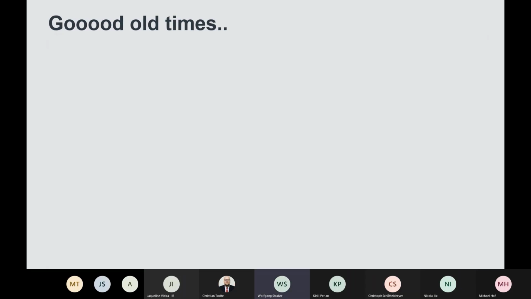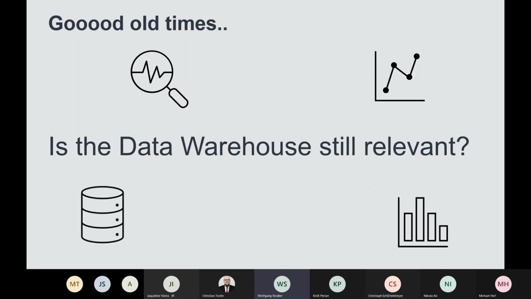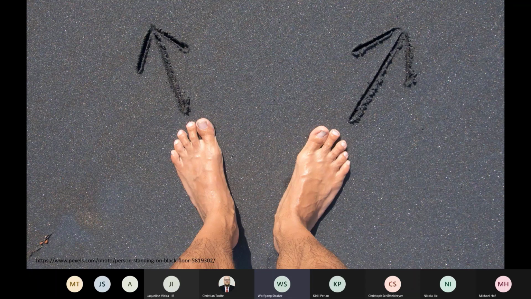So if we think about that, wouldn't it be nice if we had those good old times again, that good old data warehouse? And the question is, is it still relevant? Can we still build our analytics platform on the good old data warehouse? Well, it's a little bit more complex, because all those different options I talked about, we have to bring together. And the big question is, oh my God, how should I do and start with analytics? And there are many questions.